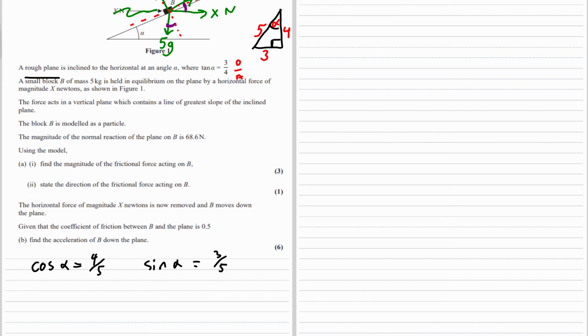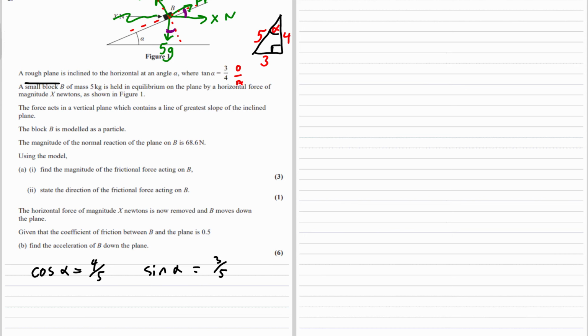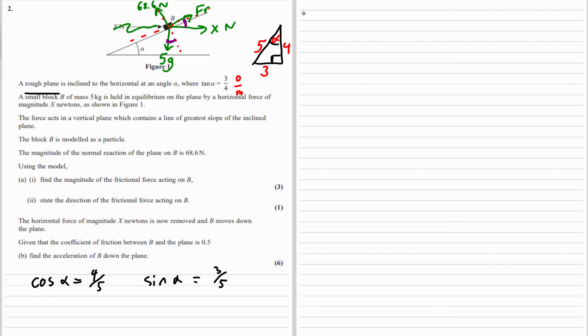So we can do forces perpendicular to the plane. The force up, 68.6, is equal to the forces down, which is 5g cos alpha and x sine alpha. We know what cos alpha and sine alpha are, so we can substitute them in.